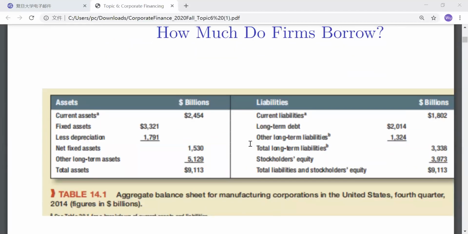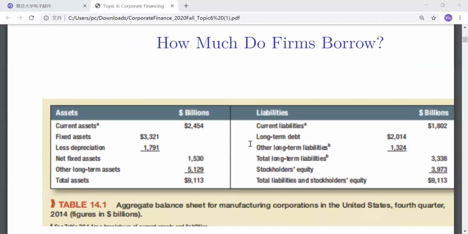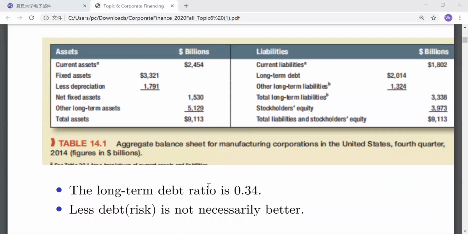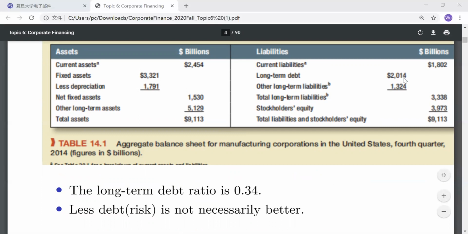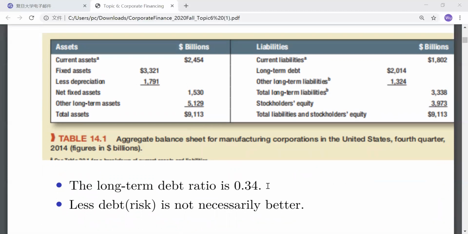So this graph shows the borrowing of the manufacturing corporations in the United States. And this balance sheet shows the aggregate current assets, current liabilities, fixed assets, and long-term debt, right? We can see from this table that the long-term debt ratio is 0.34, which is long-term debt divided by long-term debt plus shareholders' equity. That's how you get this long-term debt ratio. And this ratio doesn't seem to be very low, right? I mean, 30% is debt, right?